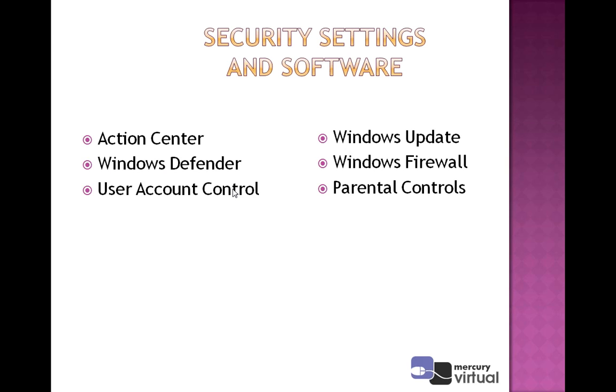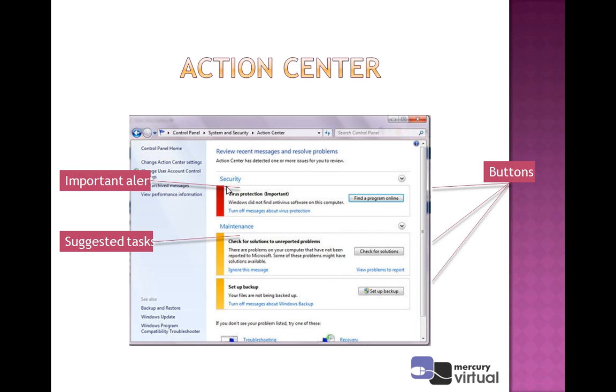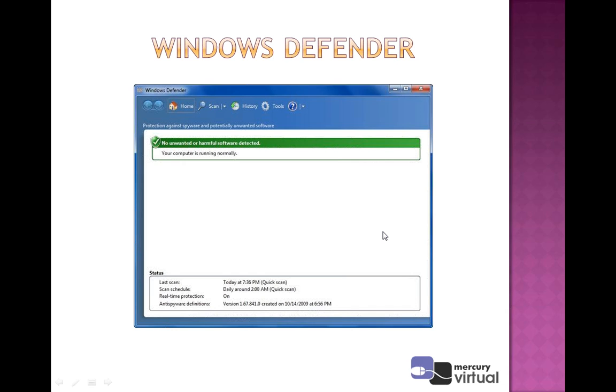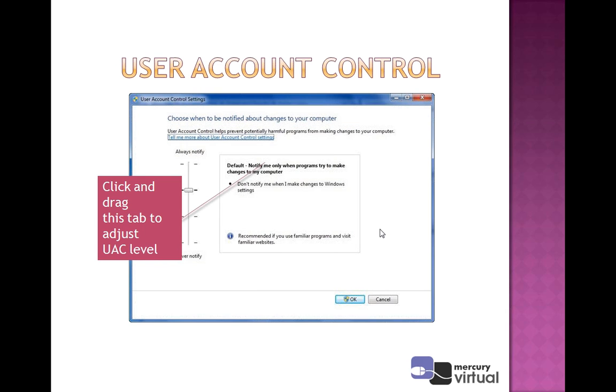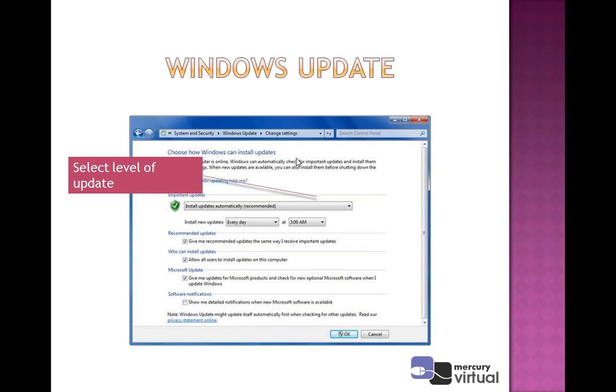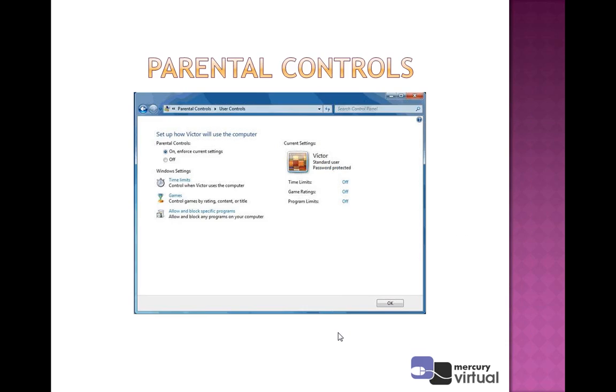Then there are security settings and software, that is also done by the control panel. This is the action center. Red shows an important alert, yellow shows a suggested task. These are known as buttons. Then Windows Defender, user account, means you can create accounts. Windows Update will ask whether you want the new update every day, every month, every week, at what timing. Then click on the OK button. Windows Firewall also provides a security provision in Windows.